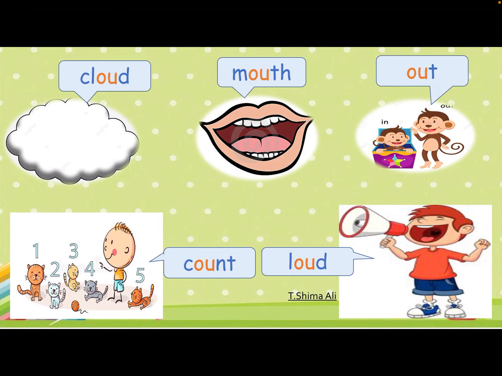Today inshallah we are going to have the new sound, which is the sound ow. First we have the word cloud. Number 2 we have mouth. 3 we have out. 4 we have count. 5 the last word is loud.